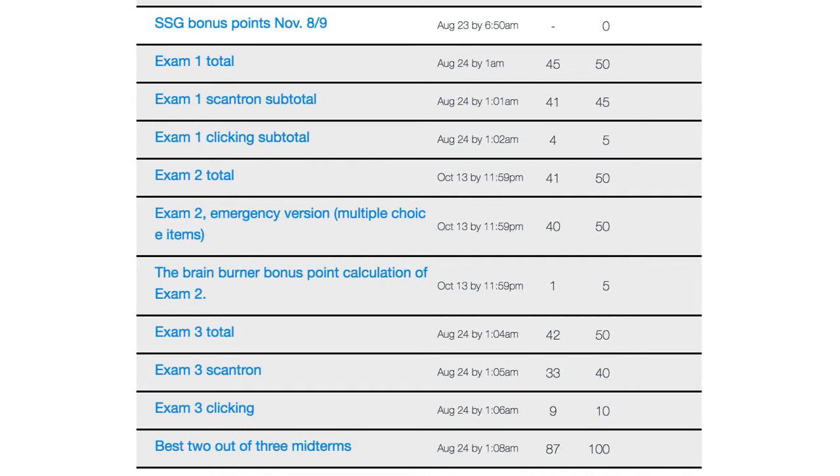There's the exam 1 grade, which is right here, 45 out of 50. So you could jot this down if you want as an example. So 45 goes down on your scratch paper. Then we've got exam 2, total of 41 out of 50. So that goes down on your scratch paper. And then you've got exam 3, 42 out of 50. So that goes down on your scratch paper.